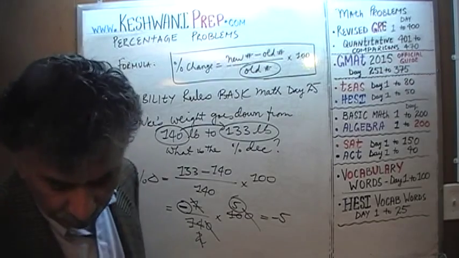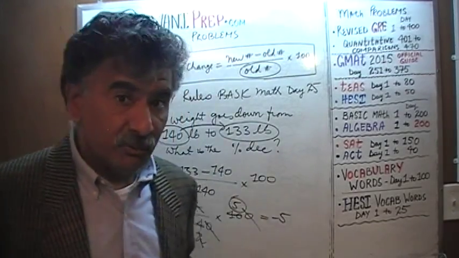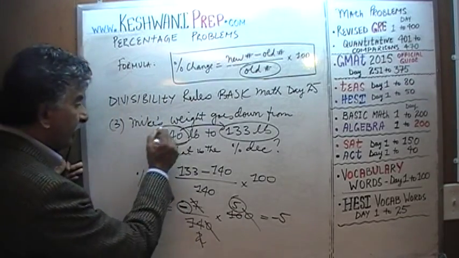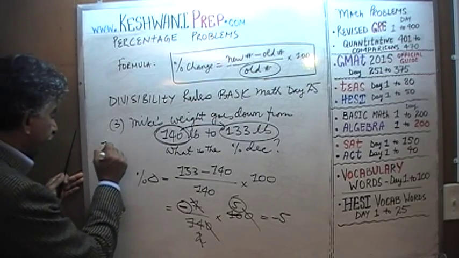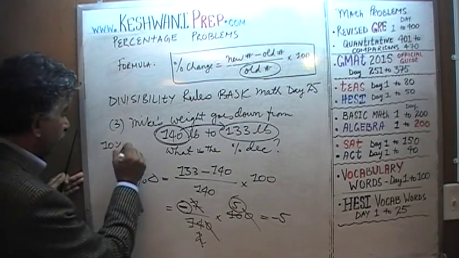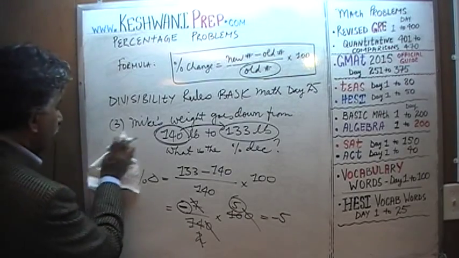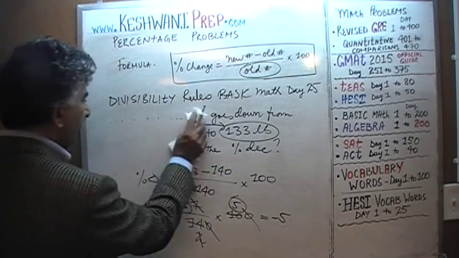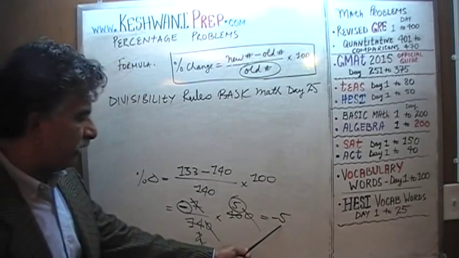His weight has gone down. His weight has dropped by 5%. Which, if you think about it for a second, makes perfect sense, because his original weight was 140. 10% of 140. Let's do it someplace where we have more room. Let's do it right here. We can erase all this. So what we're claiming is that his weight has gone down by 5%.